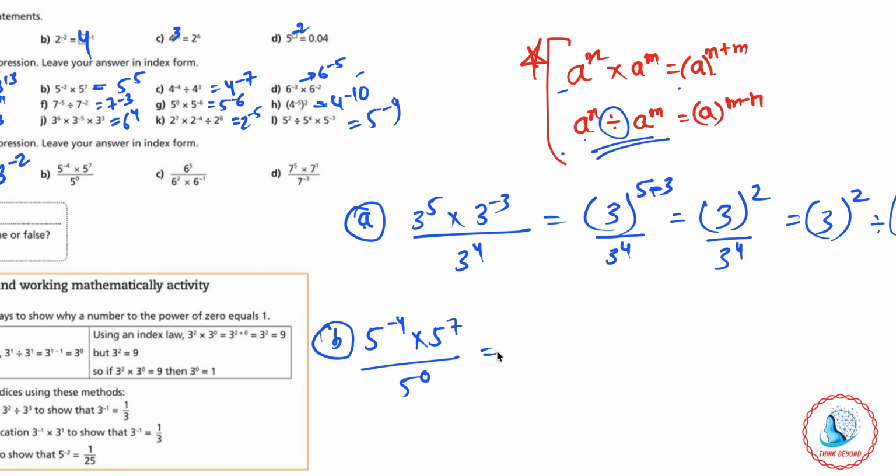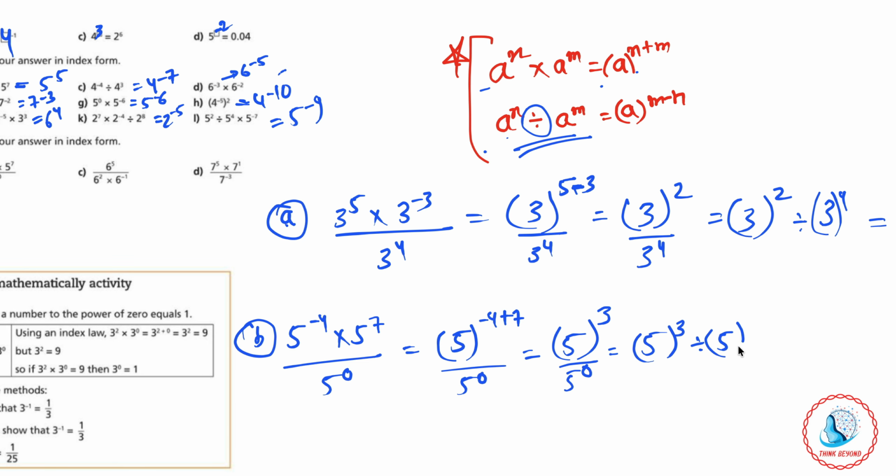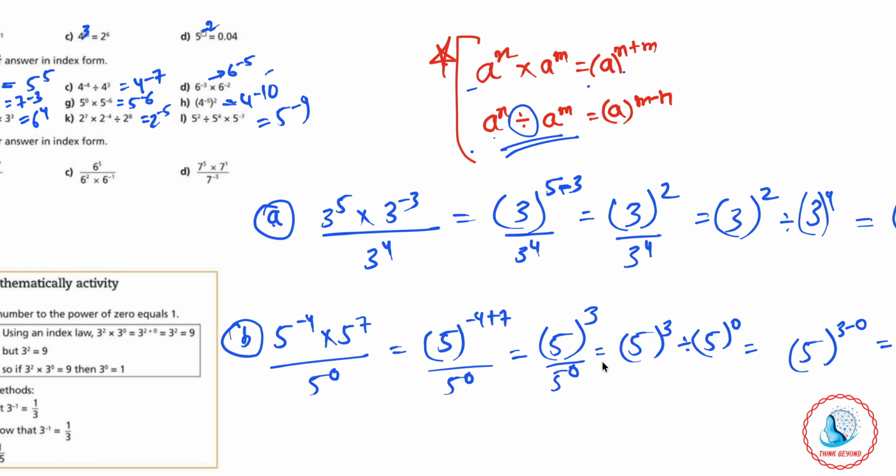Now let's do it. Here the base are same, powers are different, there is a multiplication sign, so power will be added. Minus 4 plus 7 divided by 5 raised to power 0. Now it will be 5 raised to power 3 divided by 5 raised to power 0. You can write like this, divided by 5 raised to power 0, which is 5 raised to power 3 minus 0, which is 5 raised to power 3.